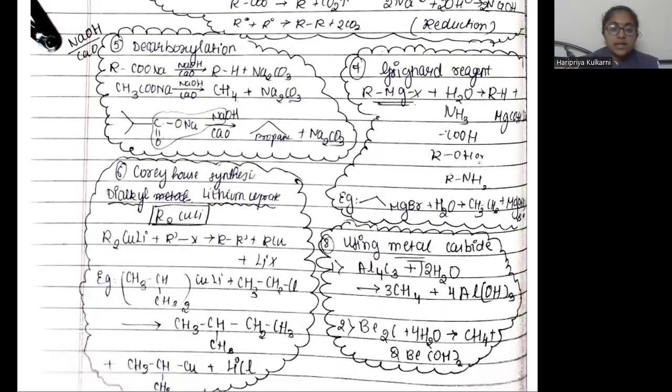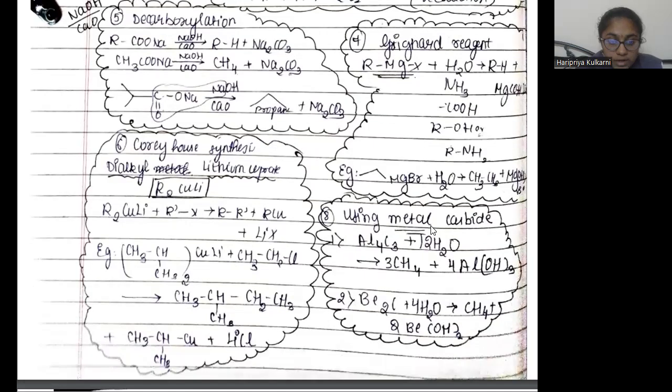Now coming to the fifth one, that is decarboxylation. Carboxylation is adding CO2, so decarboxylation is removal of CO2. RCOONa in the presence of NaOH and CaO, which is also known as soda lime, will give us RH, that is our alkane, plus Na2CO3. Here we have a simple example, CH3COONa. In the presence of NaOH and CaO, soda lime, it will give us CH4, that is methane, plus Na2CO3.